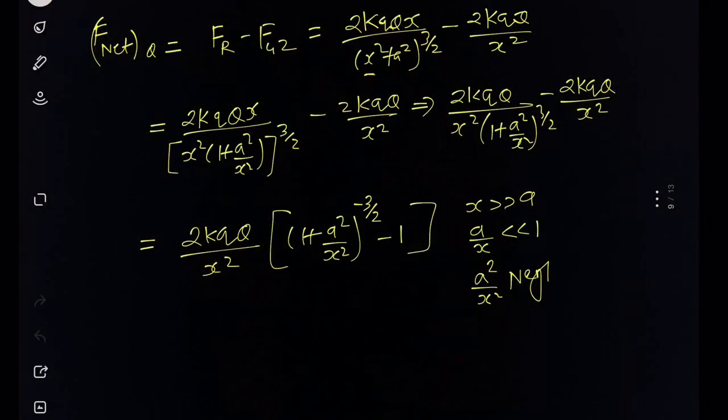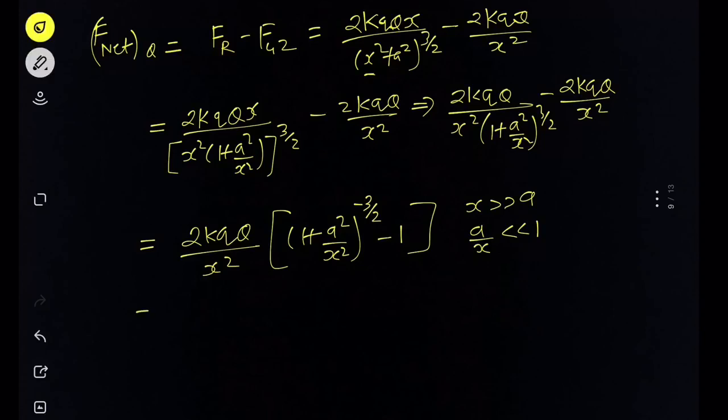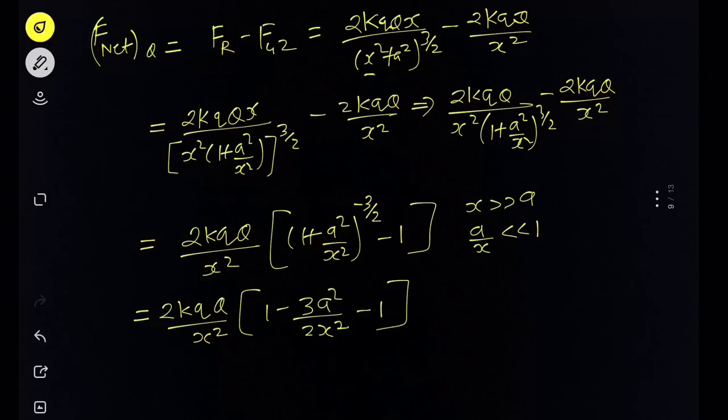Binomial expansion. Yes. Now from binomial expansion we can write it as 2kq capital Q over x square, 1 minus 3 a square over 2x square, and the higher terms we can neglect because we are not getting 0 here. And this term which is minus 1, this plus 1 and this minus 1 will get cancelled, and our final answer will be minus 6kq capital Q. Sorry, this 2 and 2 get cancelled, so we will have only 3kq capital Q a square over x power 4.